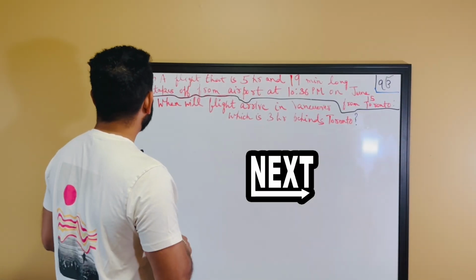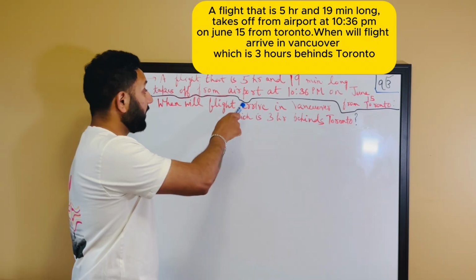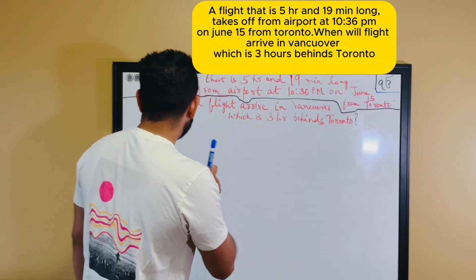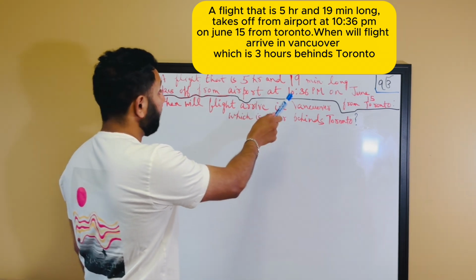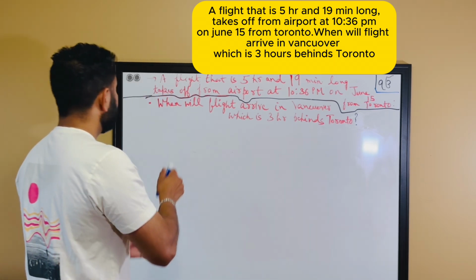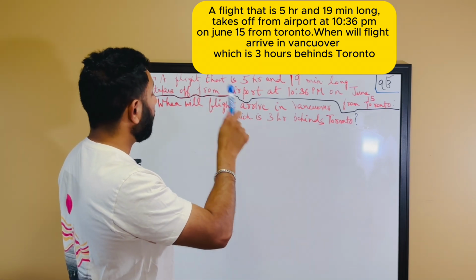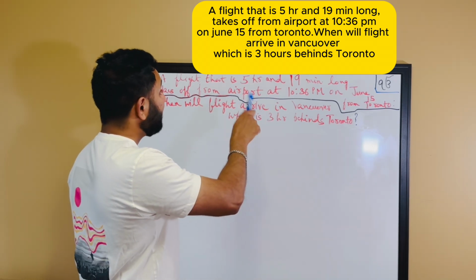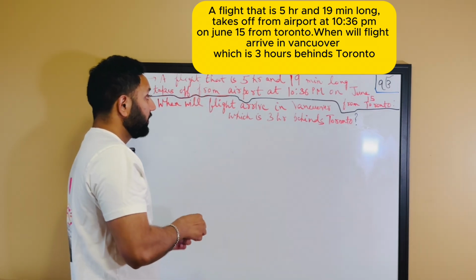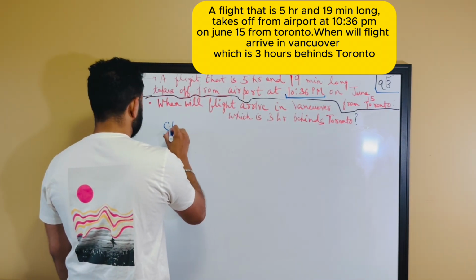So our next problem is a flight that is 5 hours and 19 minutes long takes off from the airport at 10:36 p.m. on June 15th from Toronto. And what we need to find out is, when will the flight arrive in Vancouver, which is 3 hours behind Toronto? So here we are given the start time.